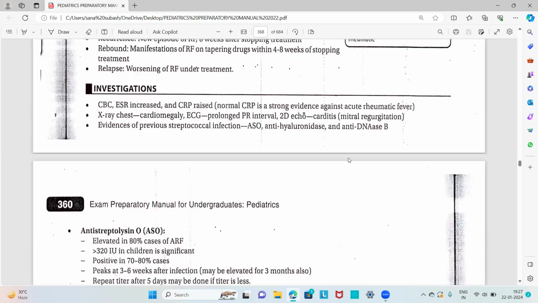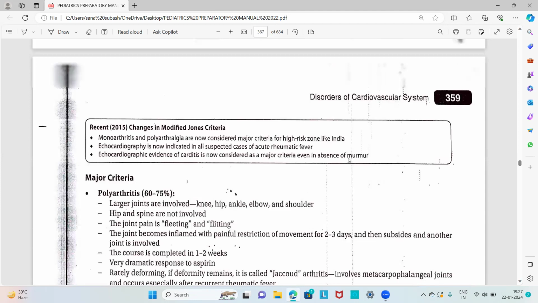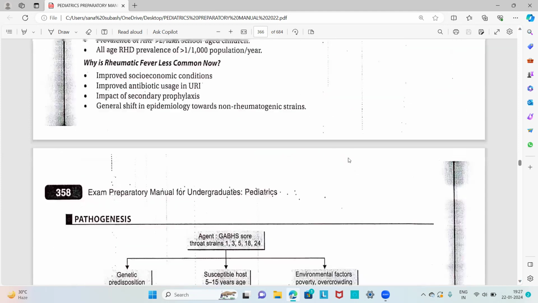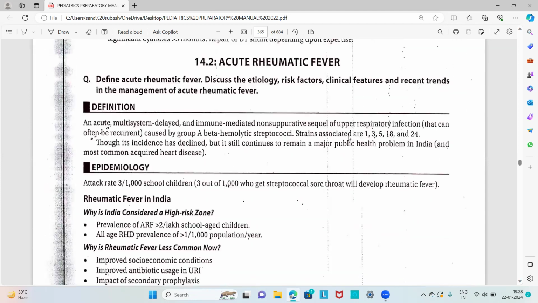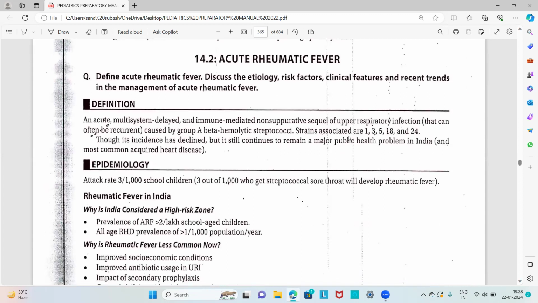The next topic is acute rheumatic fever. Most of the questions asked in university exams are based on acute rheumatic fever. Different questions are asked regarding acute rheumatic fever.